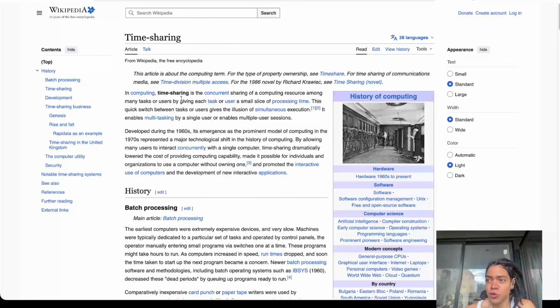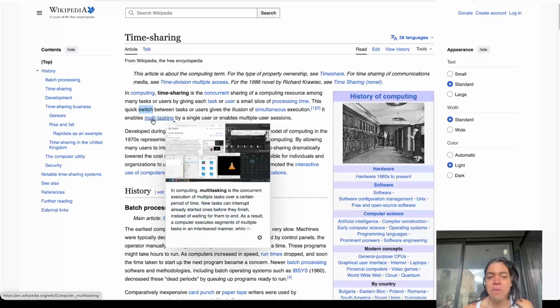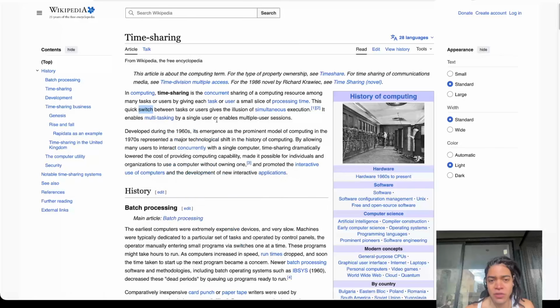Hey, I want to use this resource, and the computer somehow, or the system somehow, can allow me to do that for me. So this quick switch between tasks, and I want to emphasize this, switch between tasks of users, gives the illusion of simultaneous execution. It enables multitasking, truly multitasking, by a single user, or enables multiple users' sessions.